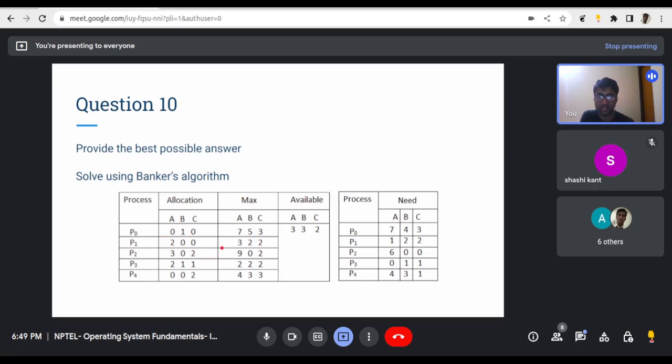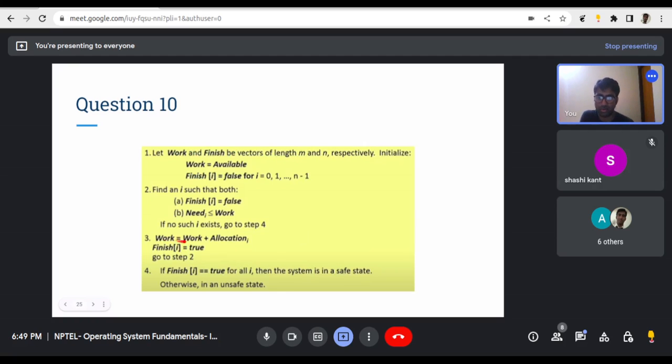What this signifies is that before the need was satisfied, this amount of resources was available, and after the process has completed, whatever it was already holding, all those resources will also be added. So we are simply adding the allocation with the available. So work will be work plus allocation, and finish of that process will be true. And then these two steps will work in a loop until all the i's are complete, or we go to the condition that is directly go on to step 4.